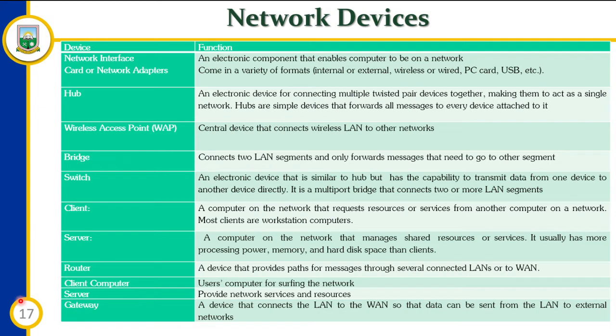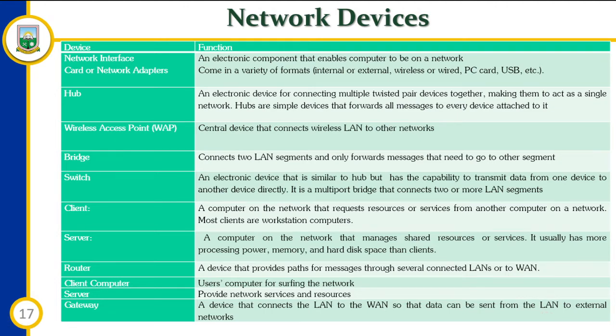That will now move all your local area network connection or IP onto a different network that has internet to give you access to the internet. So that is the gateway. It's a device that connects the local area network to the wide area network, which is the internet, so that data can be sent from the local area network to the external network, the internet.